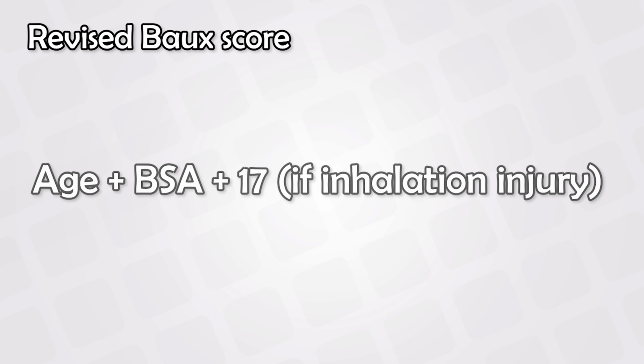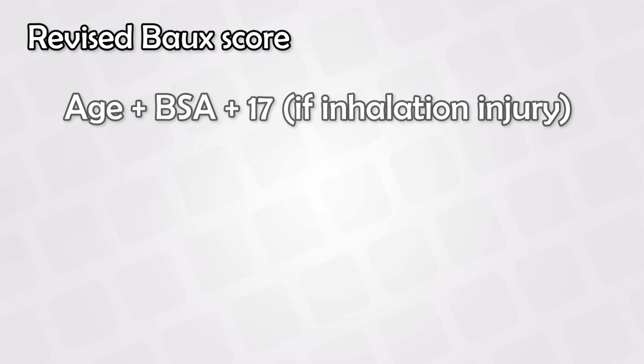Next is the revised Baux Score. Some people call it Baux Score as well. And unlike Parkland's formula, we use this one to indicate the prognosis. It basically gives you a number of how likely the patient is to survive. The higher the number, the worse. And it goes as follows. Age plus the body surface area plus 17 only if there is inhalation injury.